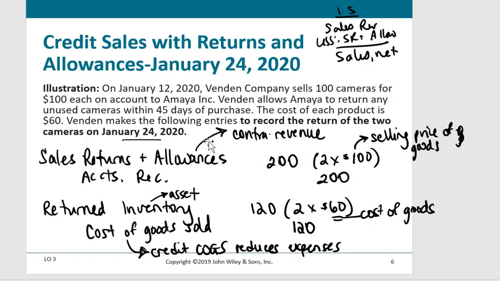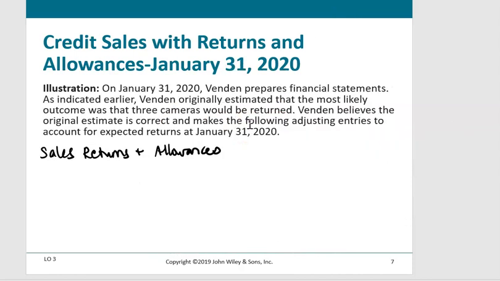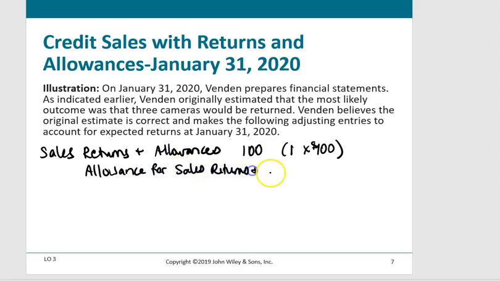This is the same thing we did when we actually had the return: debit sales returns and allowances, which decreases revenue because it's a contra revenue account. This time it'll be for the 1 camera, the expected future return, at the selling price of 100. Then the account that we're going to credit is called allowance for sales returns and allowances, for the 100.